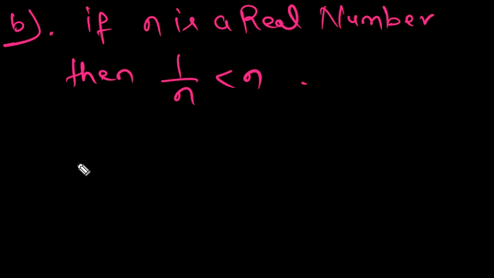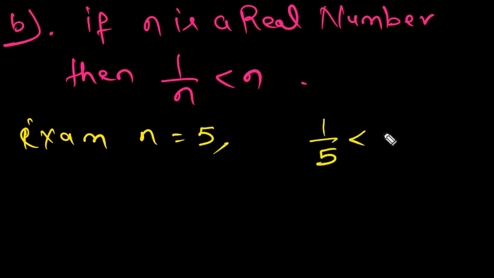Okay. Let's take n is equal, let's say 5. Okay. So 1 over 5 less than 5. Is this true or false? 1 over 5 less than 5. Is this true? It's true. Is this a counterexample? No, because this is true. We need to make it false. Okay, give me any other example.